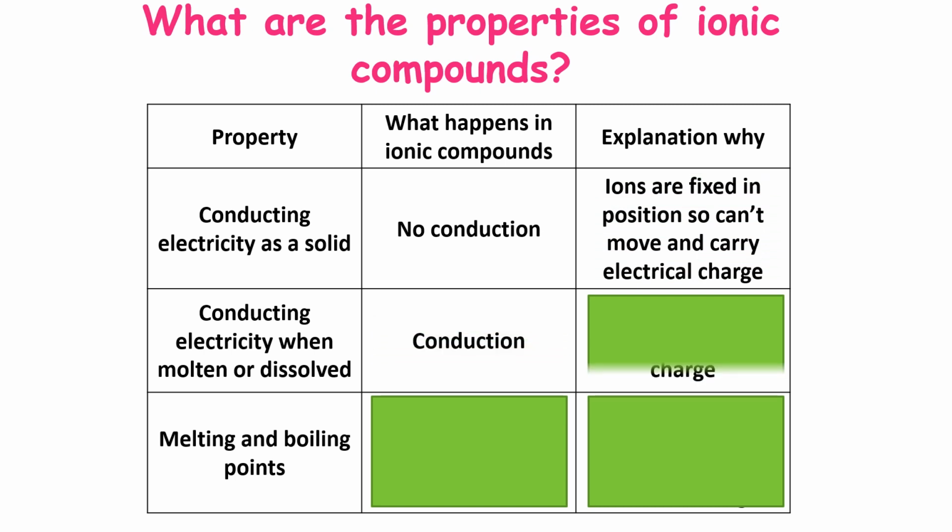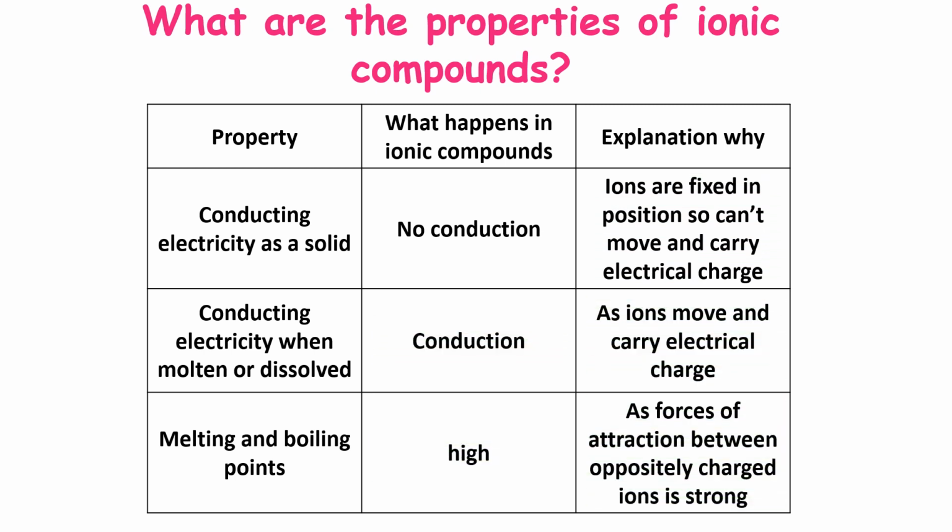Now we're going to look at the properties. So going back to ionic compounds, they don't conduct electricity as a solid. Why? Because ions can't move and carry electrical charge. In your exam, you have to write carry electrical charge. Say they are not free to move, and as a result they can't carry electrical charge. Don't just say, oh, they don't conduct. No, you have to say they can't carry electrical charge.